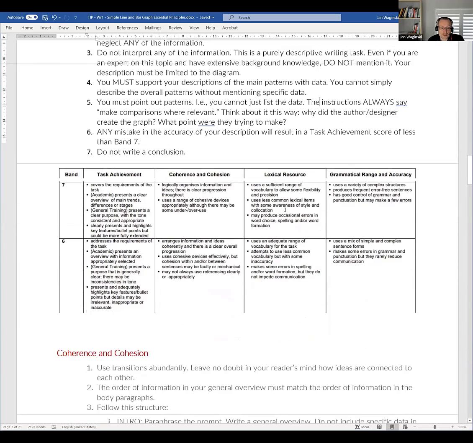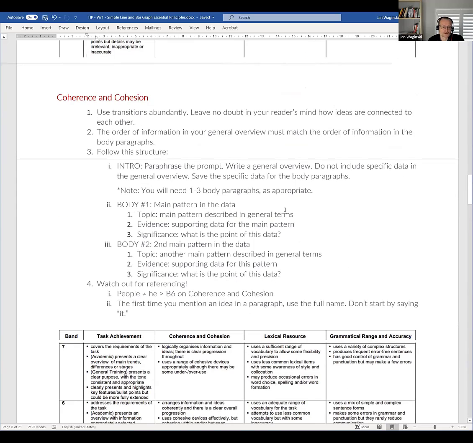Coherence and cohesion refers to the logical flow of ideas. Do your paragraphs make sense? And are you using transitions abundantly? So you should use transitions abundantly. Leave no doubt in your reader's mind how ideas are connected to each other. The order of information in your general overview matches the order of information in the body paragraphs. This is called parallel structure. And we'll see examples of that several times today. I would strongly recommend following this structure.